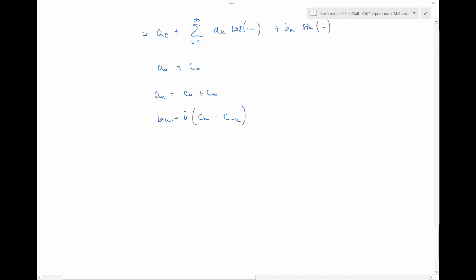We can use this relationship to solve for the coefficient ck. So c naught will be the same as a naught. So if we have a real Fourier series, we can compute the coefficients for the complex Fourier series. And then ck is simply ak minus i bk over 2, and c negative k is ak plus i bk over 2.